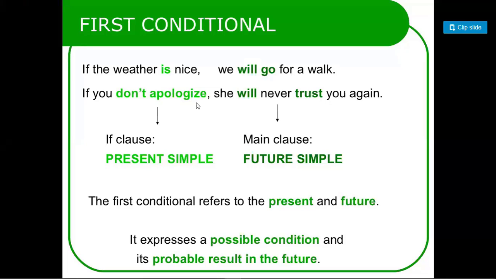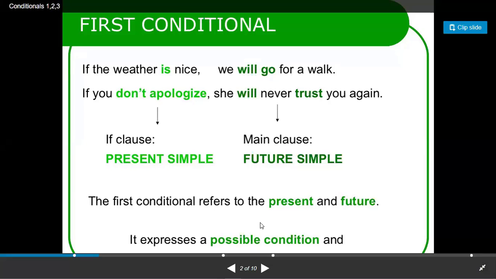Now see, this is based on a condition, and that would become true in the future. It can also be in the present. So remember, the first conditional refers to the present and future.